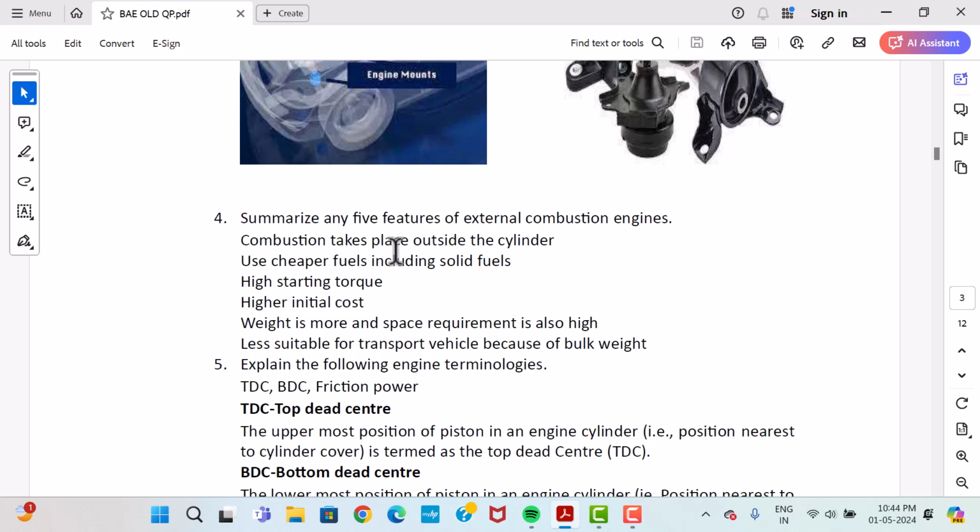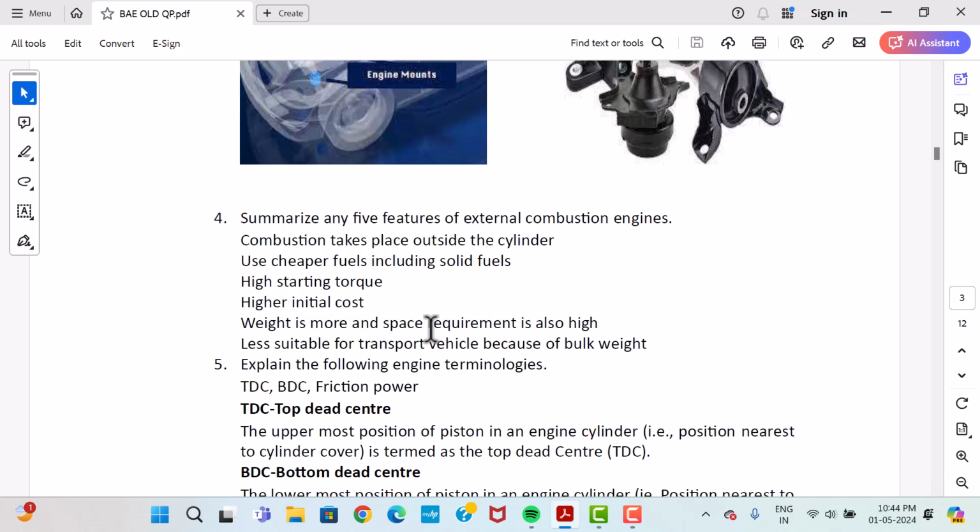In the case of external combustion engine, the fuel used is very cheap. We can use cheaper fuel including solid fuels, like wood or coal. We can use briquettes or different fuels for the burning purpose of the external combustion engine. And the starting torque is very high, and the initial cost is higher.